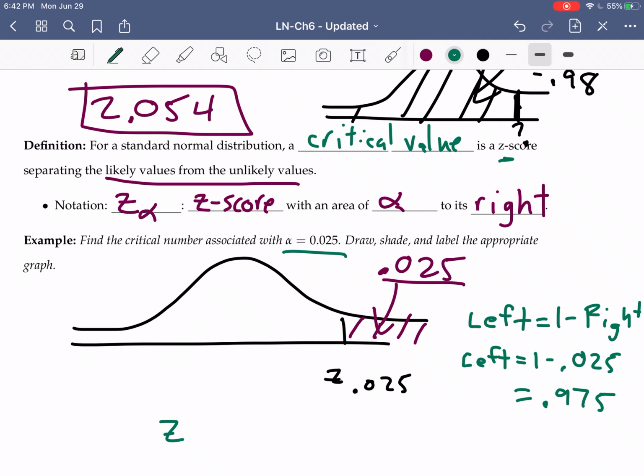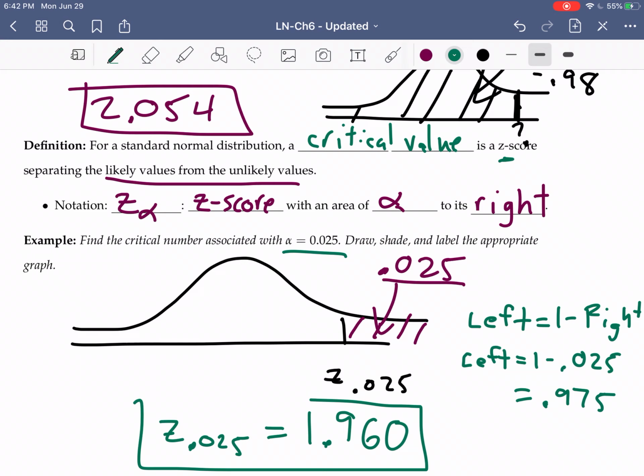So z with a 0.025, this critical value, that z-score is 1.960. That is the z-score that has an area of 0.025 to its right. It separates the top 2.5% of values from the lower 97.5% of values.